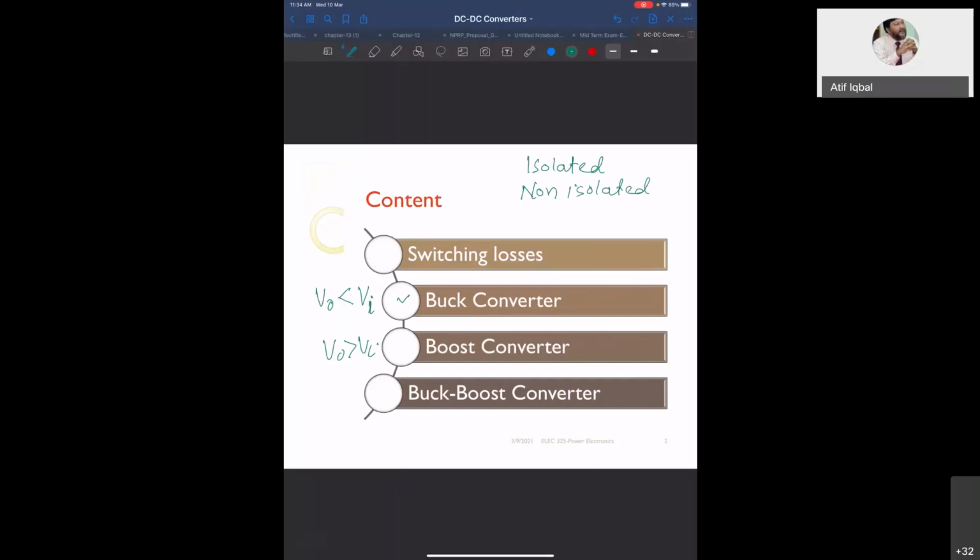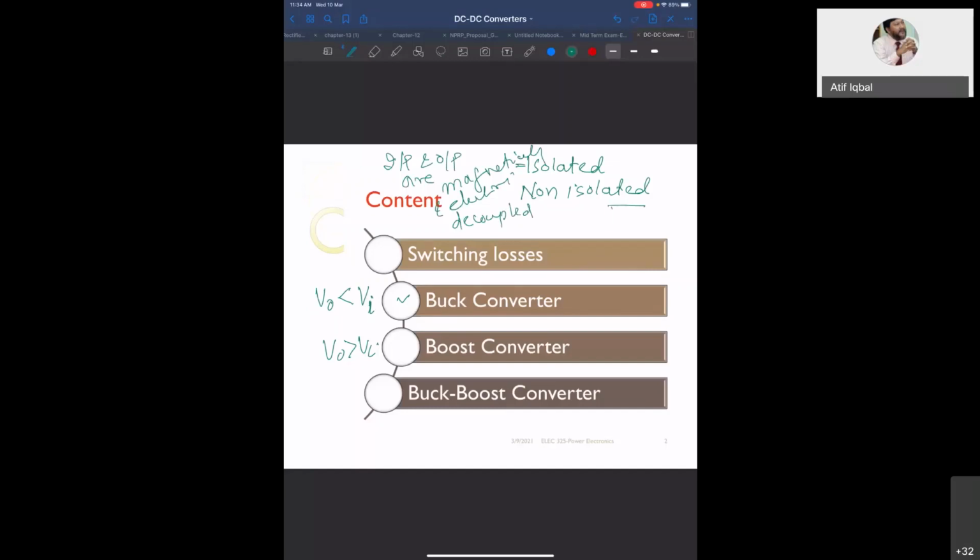Now, what is the meaning of isolated and non-isolated? Isolated means the input side and output side are magnetically isolated from one another. Electrically also, electrically and magnetically, they are isolated, input side and output side. Input and output are magnetically and electrically decoupled, or isolated.